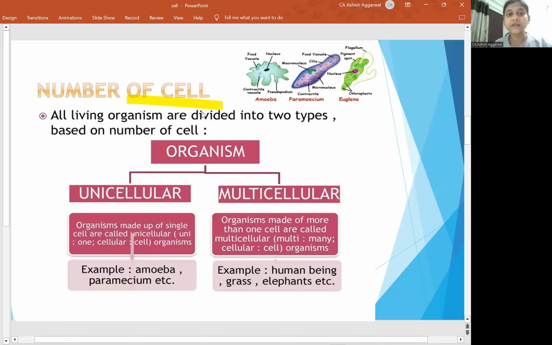Come to the number of cells. Living organisms are divided into two types on the basis of the number of cells: unicellular and multicellular. Unicellular means organisms which are made of a single cell. Examples are amoeba, paramecium, and euglena, as you can see in the diagrams here. These organisms have only a single cell, and this single cell performs all the functions of their body. Multicellular organisms are made up of more than one cell. Examples are human beings and elephants.